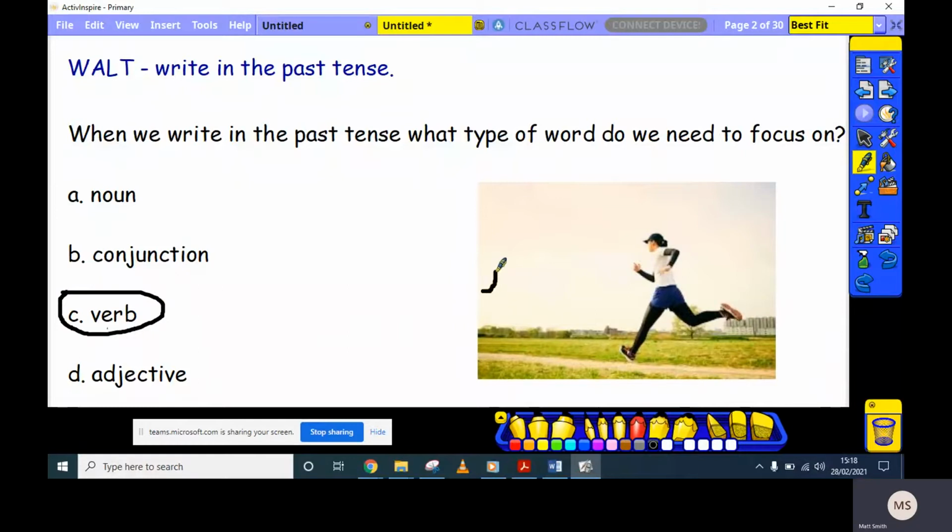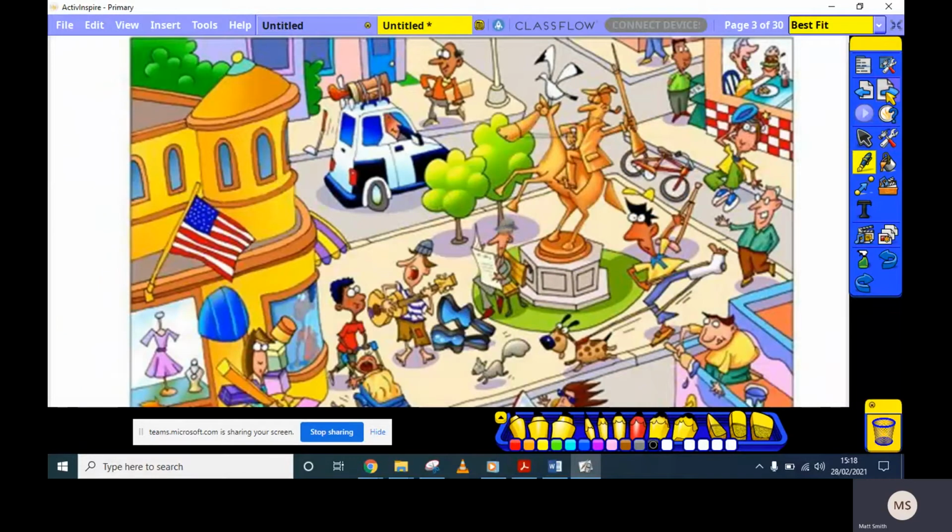So we would say that this girl ran. And it's really hard to write with a mouse. There you go. We would say that this girl ran. Okay, so we've got to make sure that all our verbs today, all our doing words, our action words, are all in the past tense.